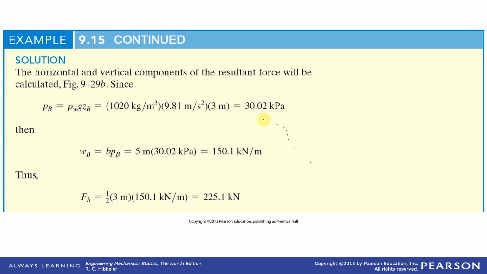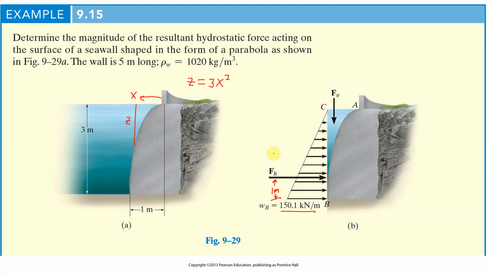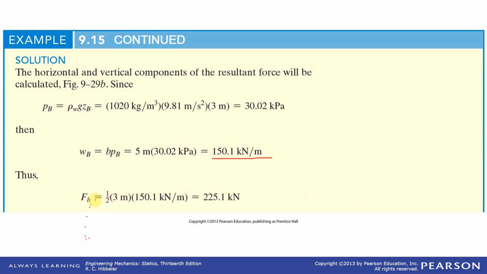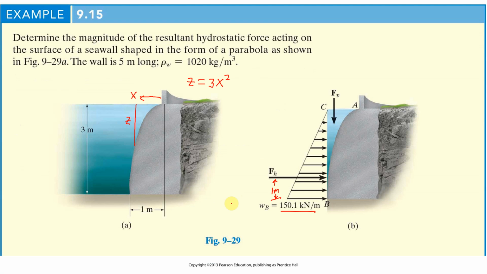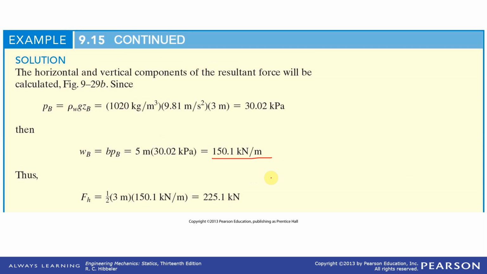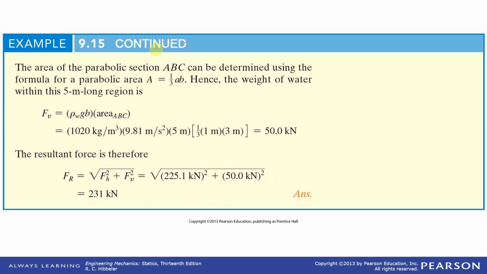So this calculates the pressure and our load curve now. That's the 150.1 kilonewtons per meter. 1/2 base times height. That's the 225.1 kilonewtons. Now we've got to find the area of the water. For parabolic area it's 1/3 AB.